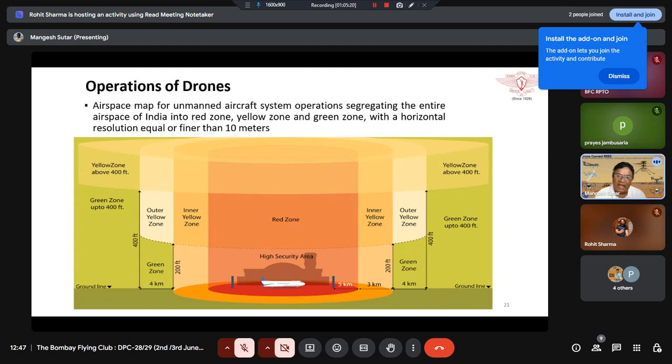Once the ATC approves, there is a procedure we'll see in the subsequent module, that is radio telephony, where we need to see how we communicate with the ATC when we are flying a drone in the yellow zone. So that is how we should apply for approvals for the red zone and yellow zone. Clear?